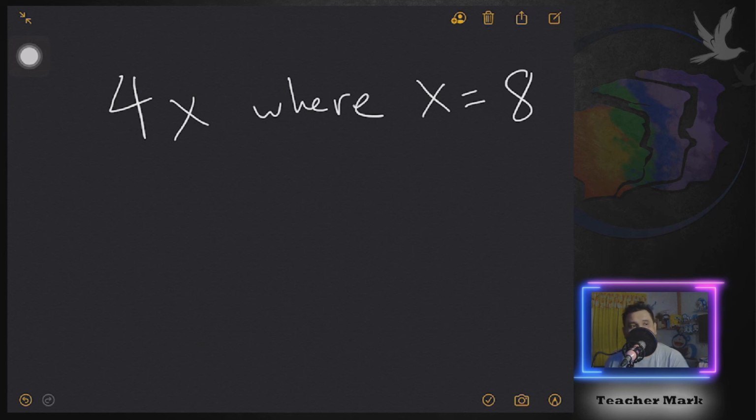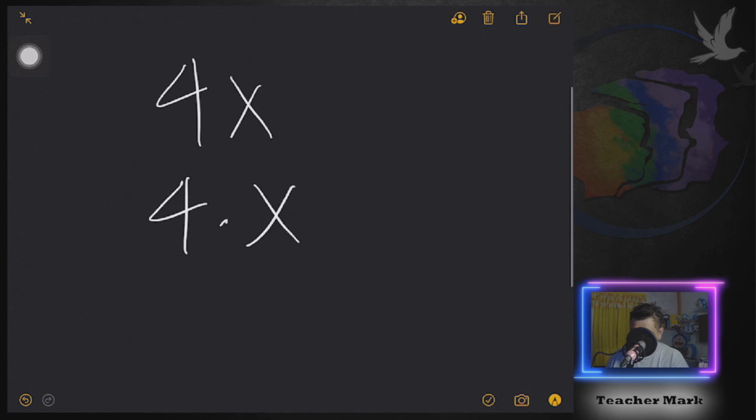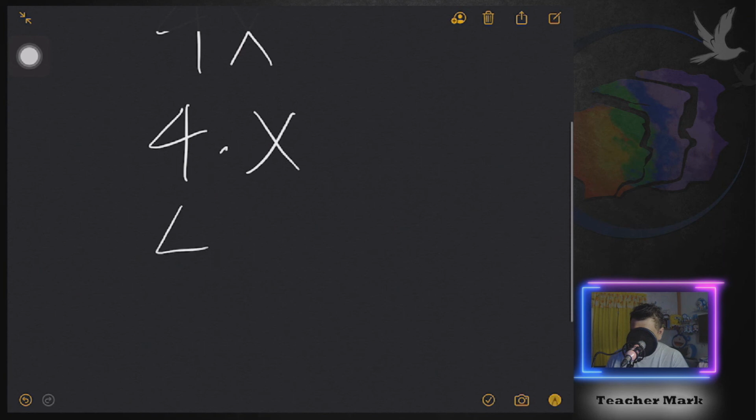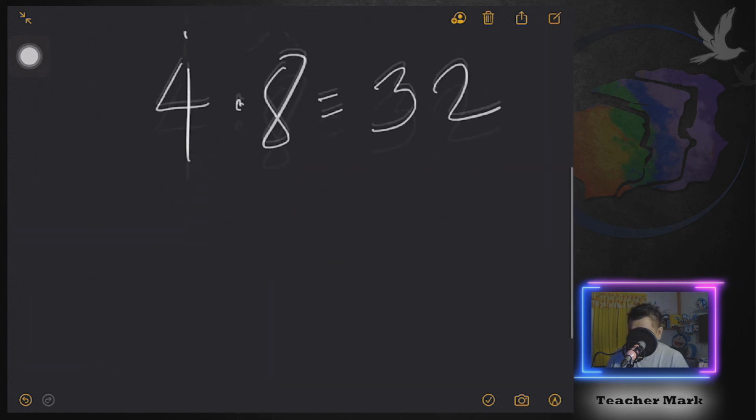Okay, so that's 4x, where x is equivalent to 8. Again, knowing that 4x is actually 4 times x, and the value of x is 8. That means that it's 4 times 8, which is equivalent to 32. Okay, I hope you're able to get the correct answer. Let's try another one.